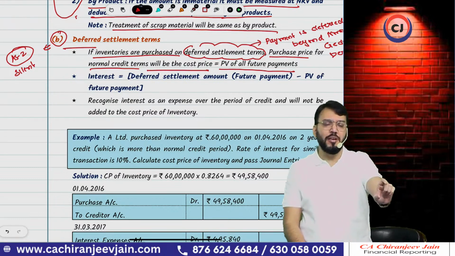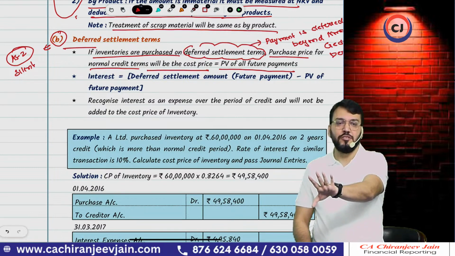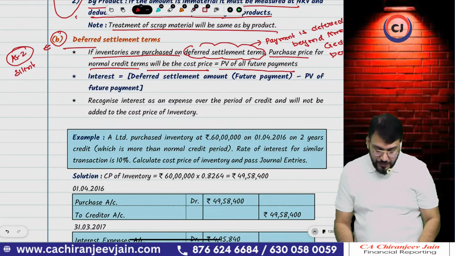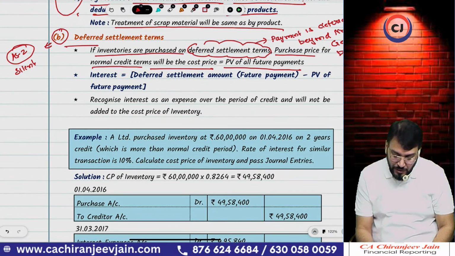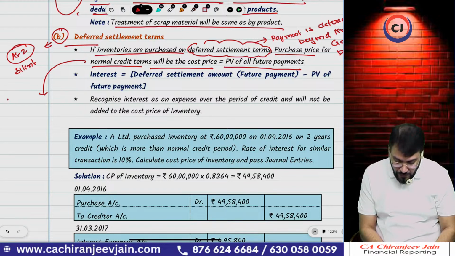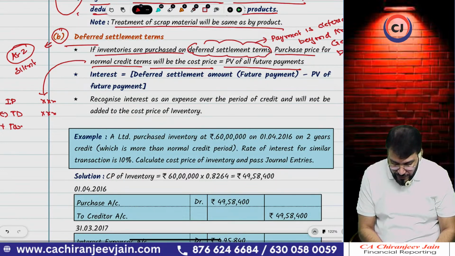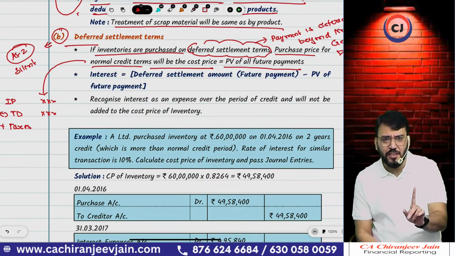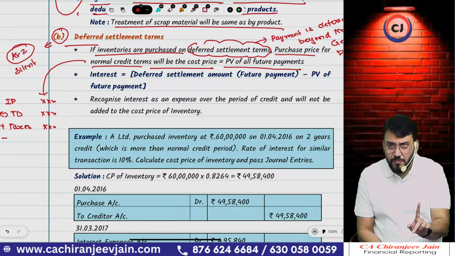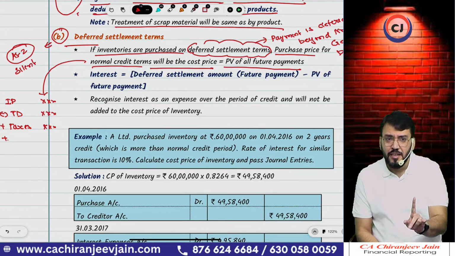They will say the purchase price at normal credit terms is 10,000, but the payment is 11,000. So inventory will be debited with what? 10,000. Understood? Now, what do you mean by purchase price at normal credit terms? Invoice price less trade discount plus non-refundable duties and taxes, plus directly attributable cost.